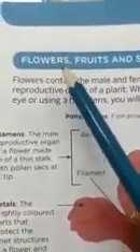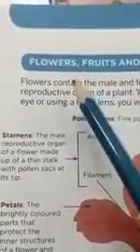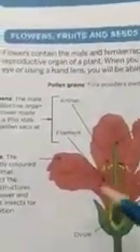Dear students, we know very well flowers are the most beautiful part of a plant. Different plants have different types of flowers. Flowers come in many sizes, shapes, and colors, and even different kinds of fragrance. So dear students, now we discuss the different parts of a flower.